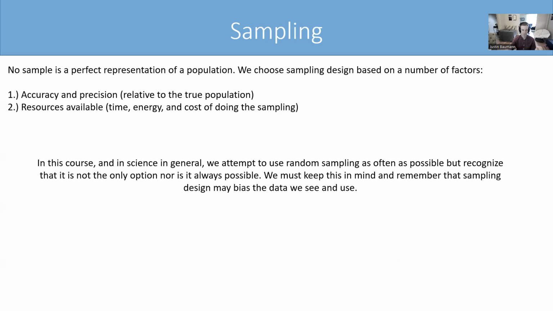In this course and in general in science, we attempt to use random sampling as often as we possibly can, but it's not always possible and it's not the only option. We have to keep all of this in mind when we're choosing how to sample, and we have to also recognize what biases we might get.